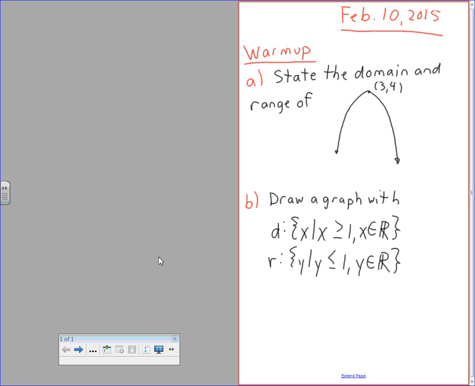So this parabola starts at (3, 4) and opens downwards. The domain is the span of the x values. What are the possible x values for a parabola? Yeah, go ahead. Maybe the squiggly bracket x and the line x ∈ R. Very good. What does that mean in English?